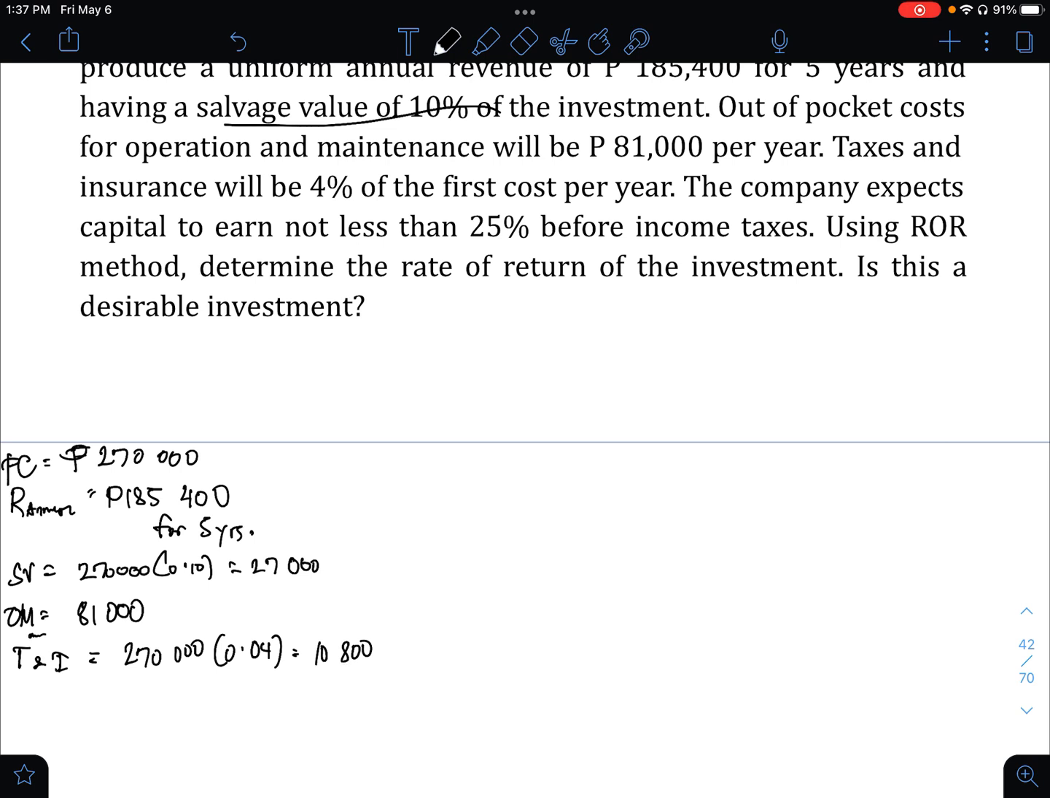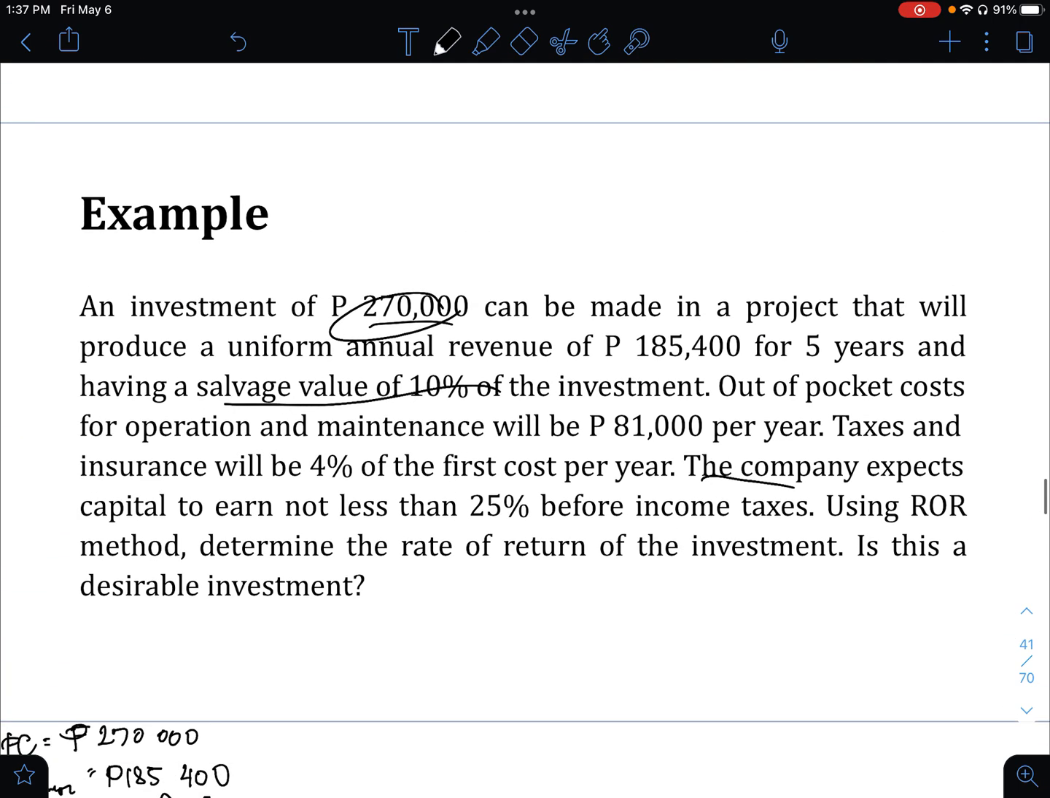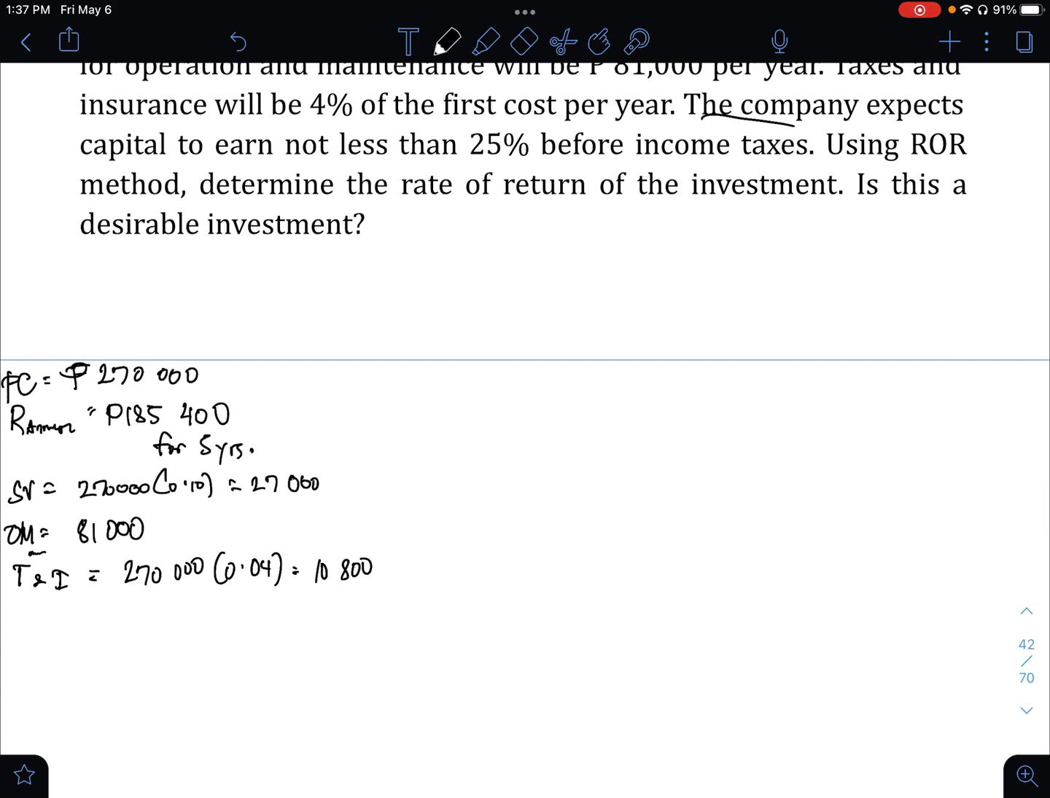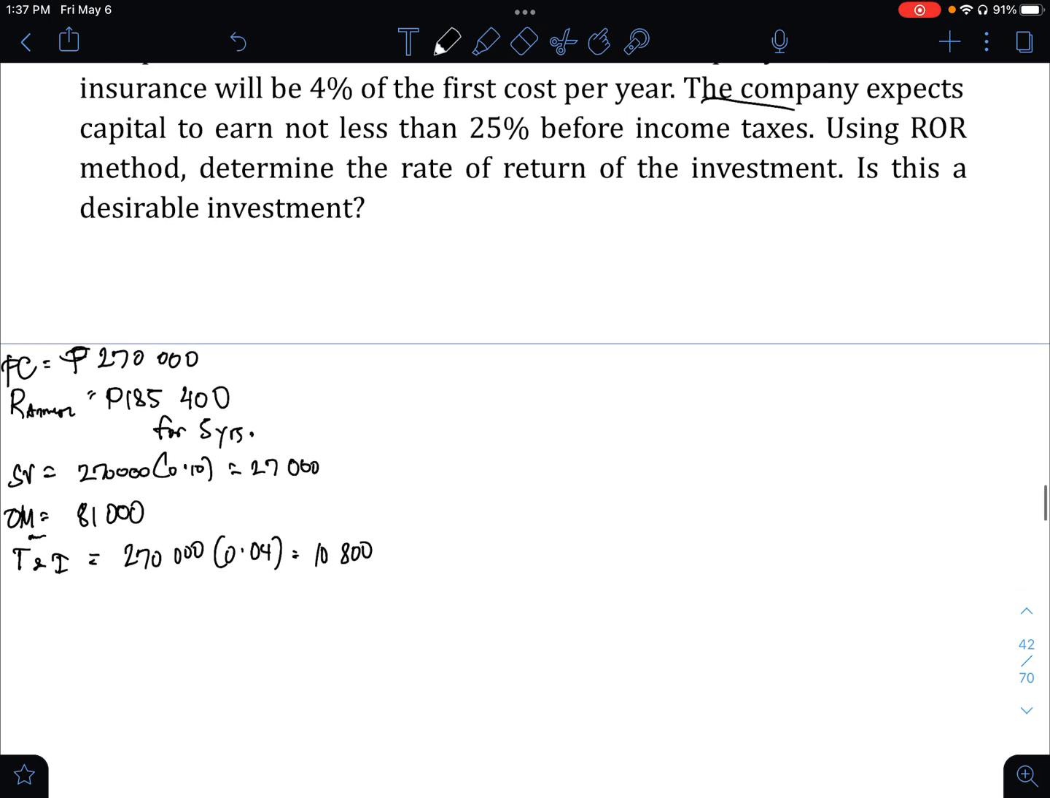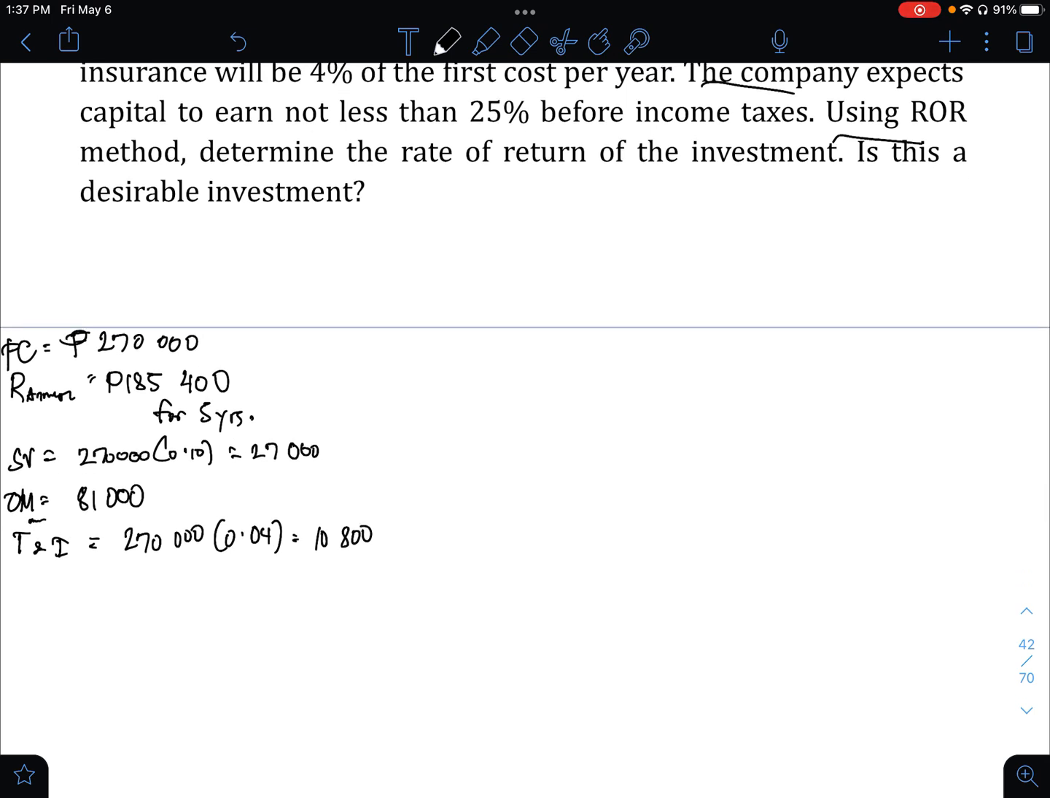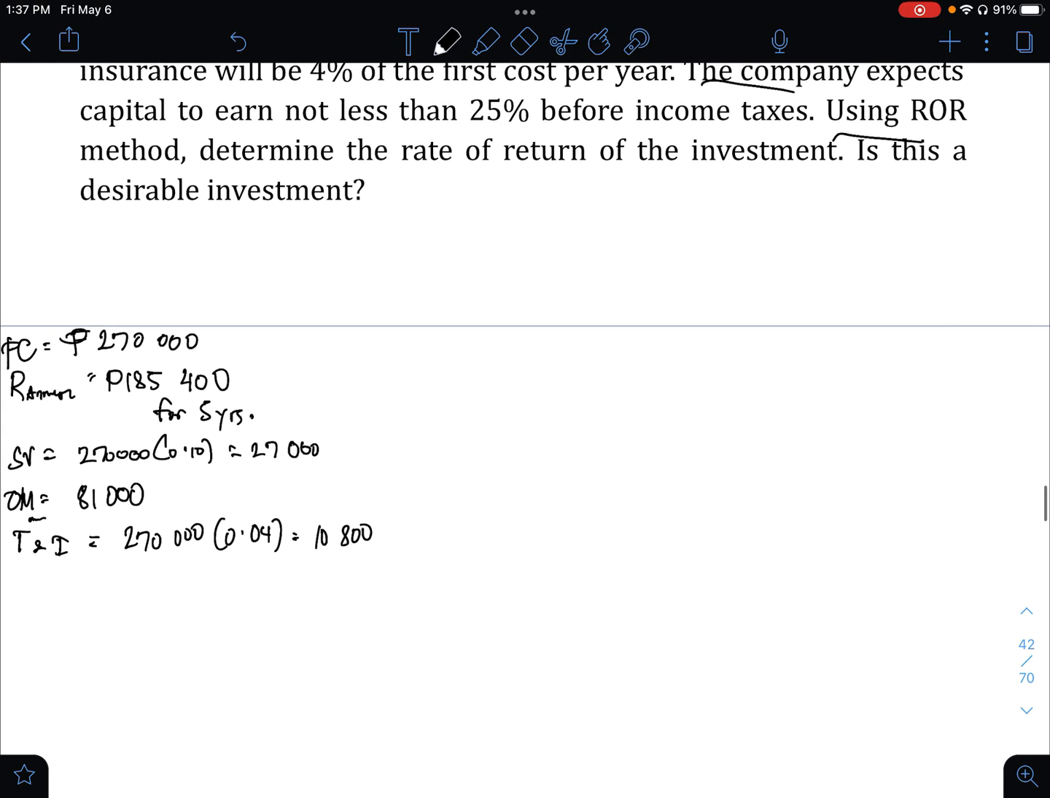And one more. The company expects capital to earn not less than 25% before income taxes. So the company is expecting to earn not less than 25%, so 25.1% and more on the 270,000 pesos. To find this using the ROR method, we determine the rate of return. Is this a desirable investment?